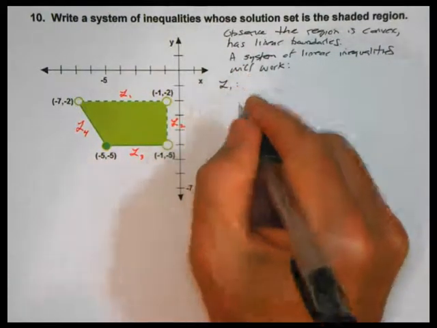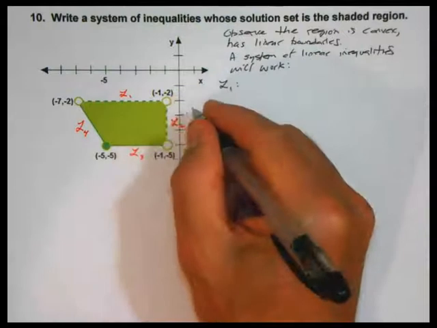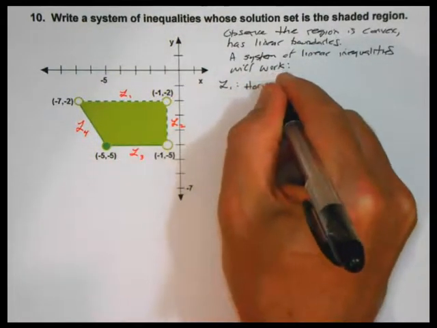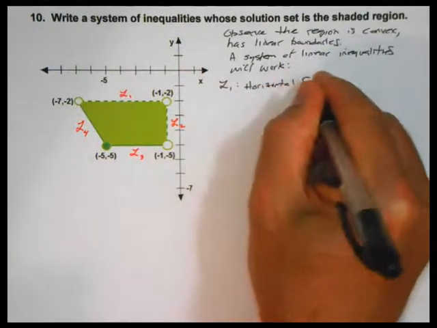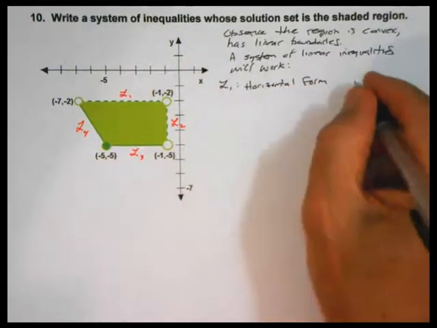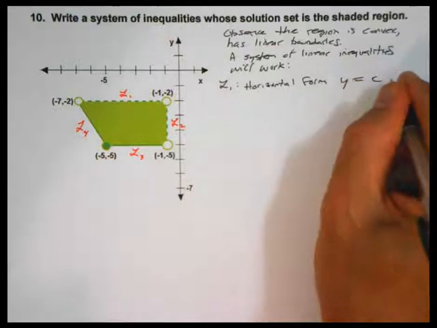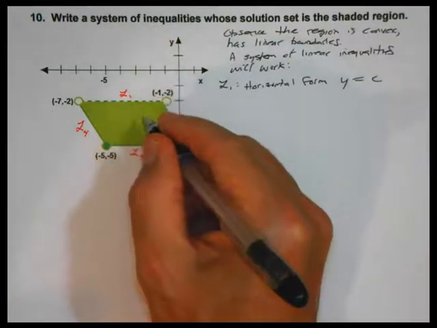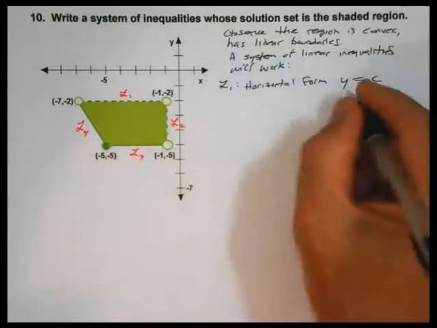L1, first of all, what about the equation of this boundary line? See, it's a horizontal line, so we know to think of horizontal form, which is a y equal to a constant type of an equation. Here, looks like we need to hold the y at the value of -2.